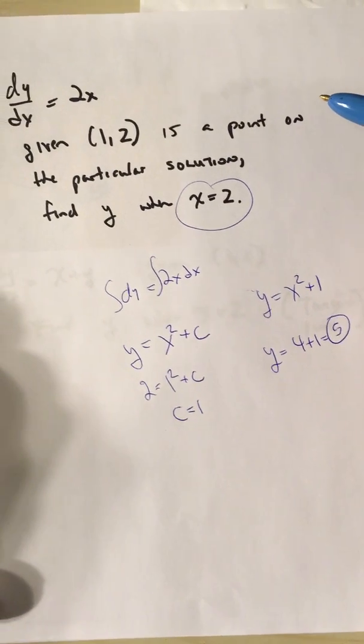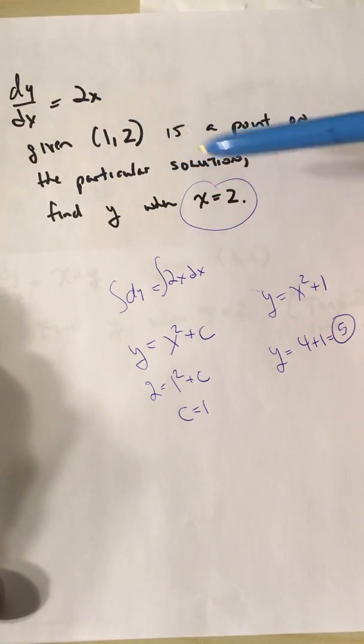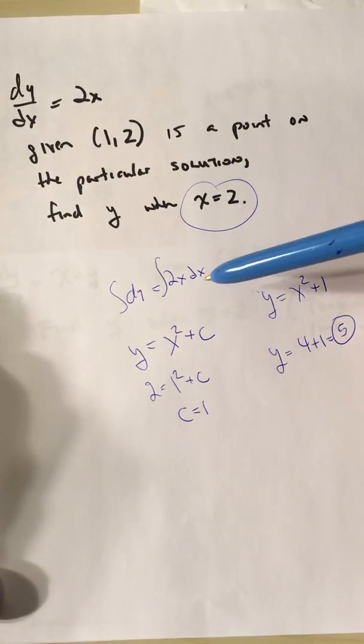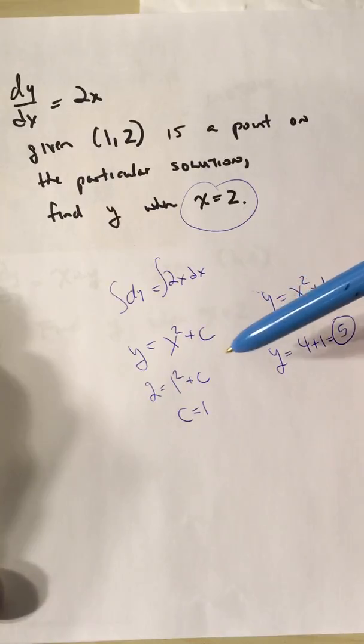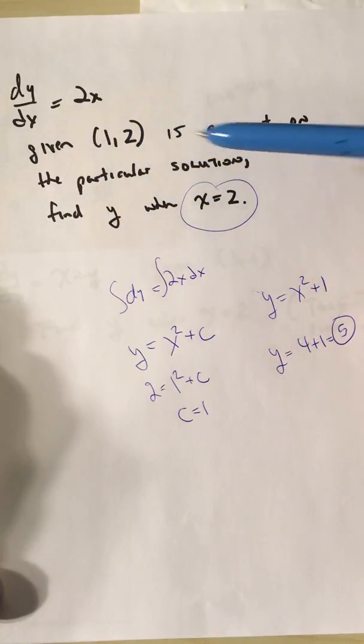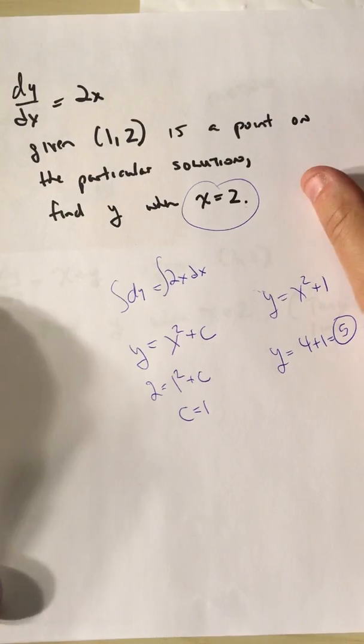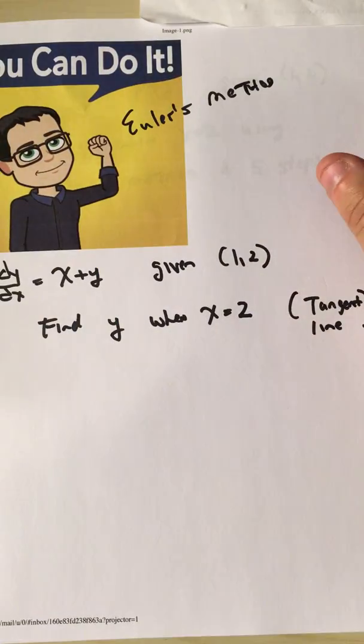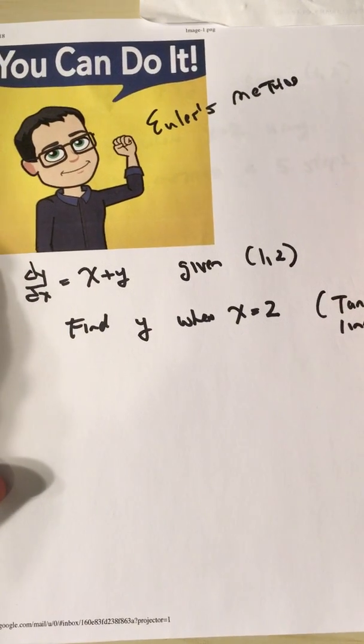Okay, so that's nothing really that new. I solved the differential equation, I solved for c, I plugged in the x value that they're asking about, and I found the y value. I actually could find the particular solution that solved the differential equation at that point and find another point. That is not Euler's method. Euler's method is what this lesson's about.